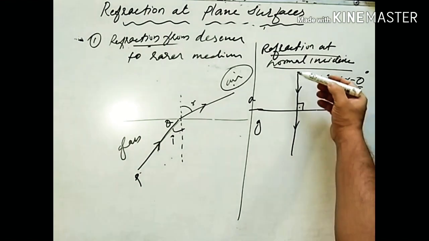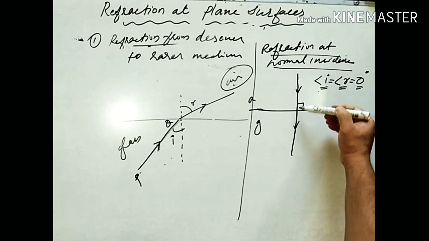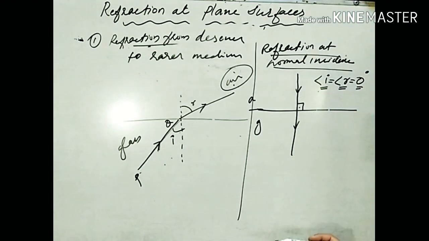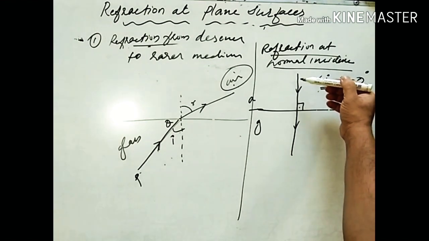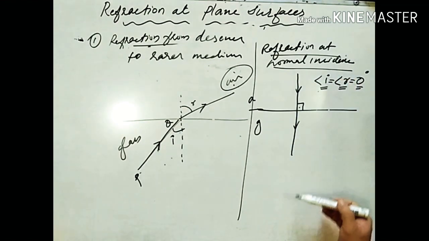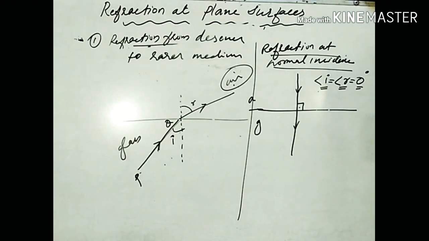So for normal incidence, there is no change in the direction of the light ray. Of course, there is a change in speed, but the light ray is not undergoing any refraction. It is not getting refracted. So in case of normal incidence, the light ray passes undeviated. All right, please remember this point also.